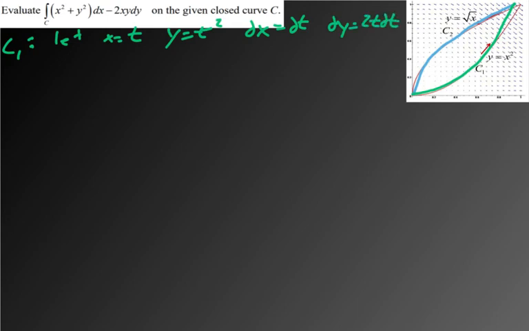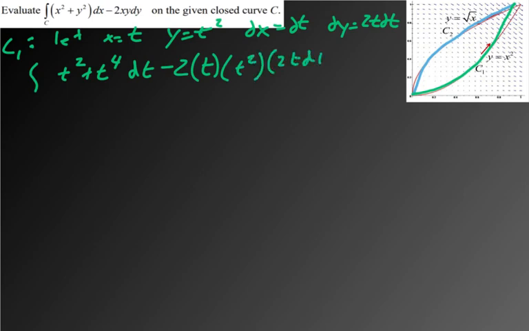So now I can go and plug everything in for curve 1. x squared plus y squared is t squared plus t to the 4th. And then I have dx, which is dt, minus 2 times x, which is t, times y, which is t squared, and then dy is 2t dt.